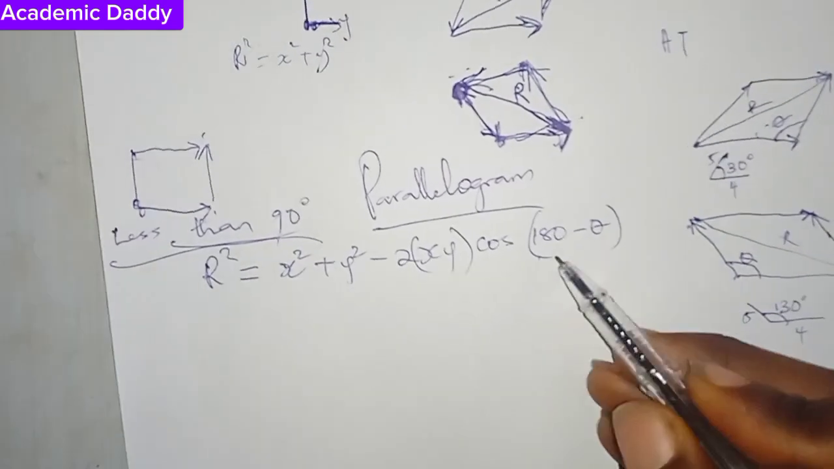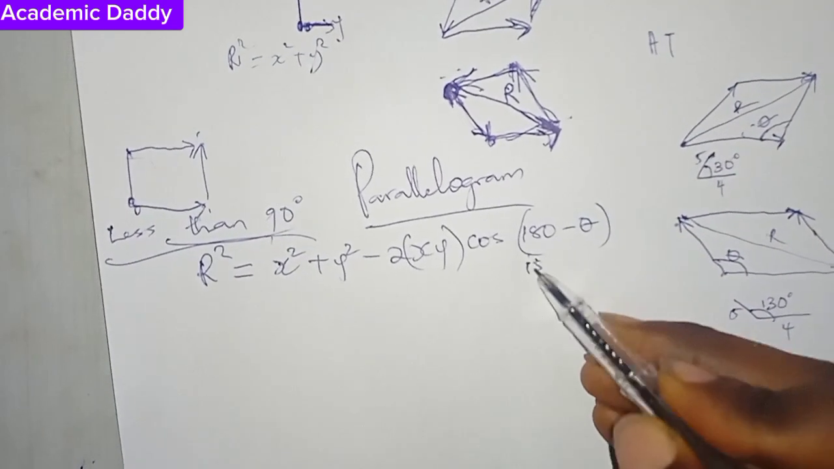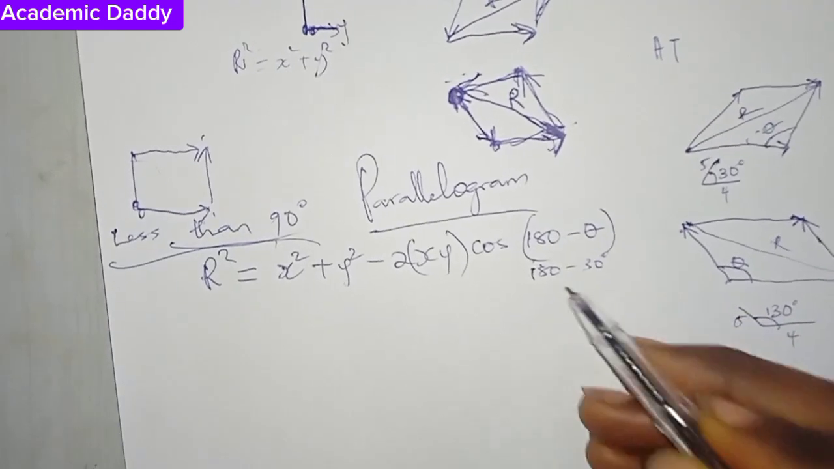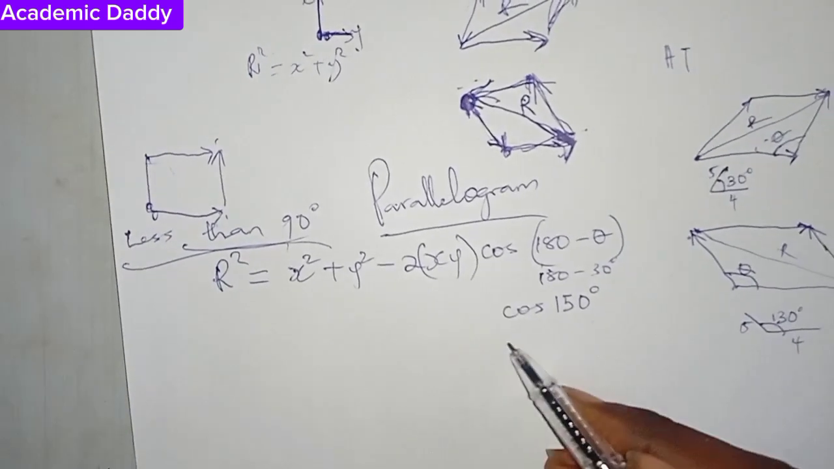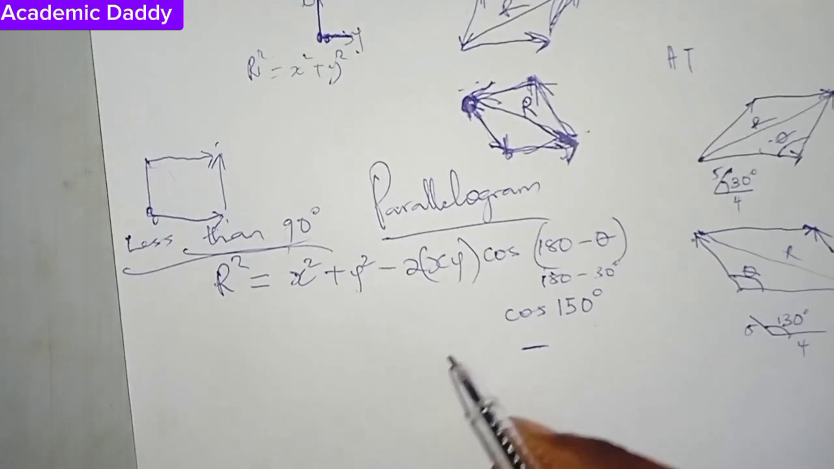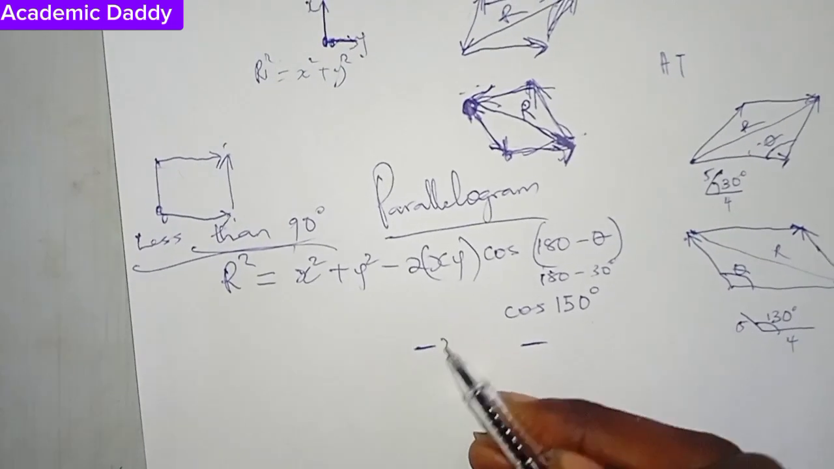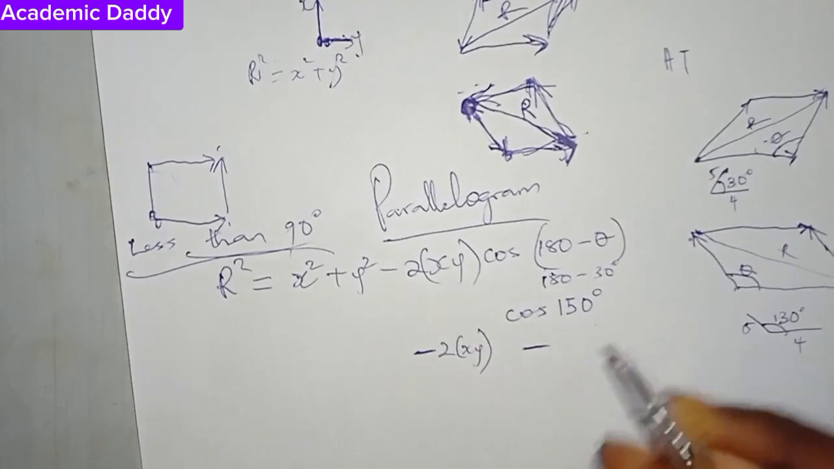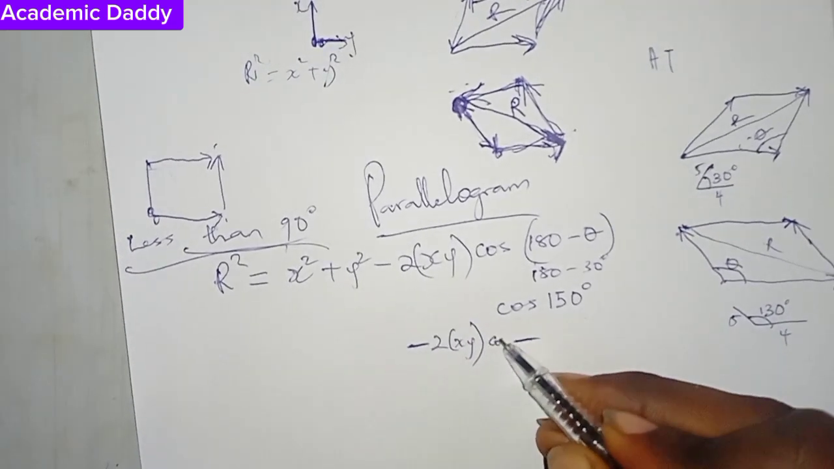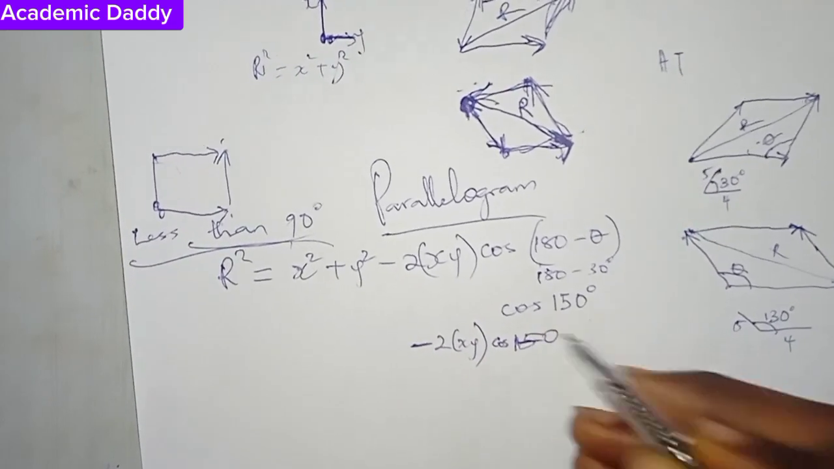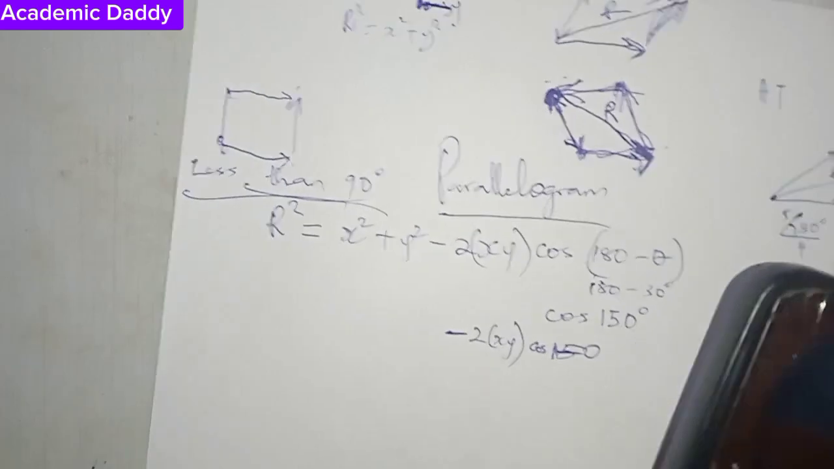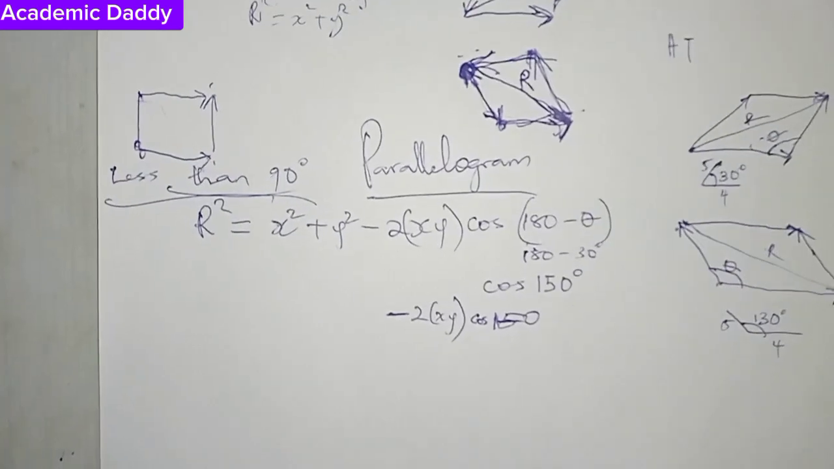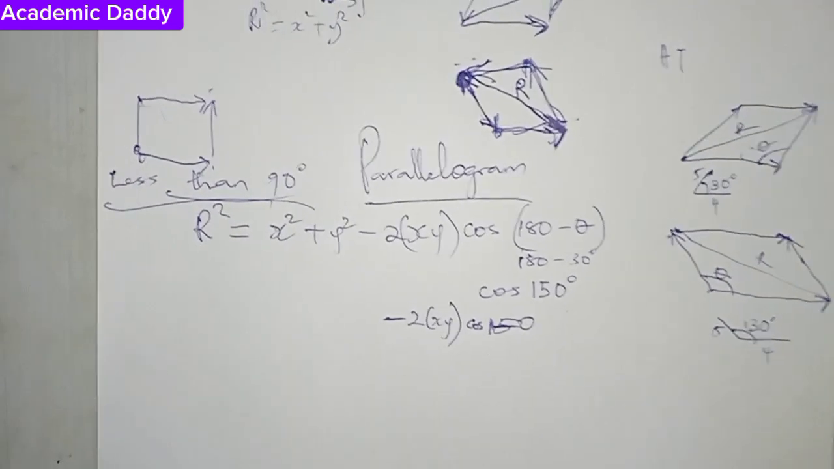The reason being that by the time you do 180 minus 30 degrees, you're left with 150 degrees. And cos 150 degrees will give you a negative value. And by the time you multiply that negative value with 2XY, let's do it, cos 150. Let's just point it and see. Remember that when doing this, we actually derive the parallelogram law using the cosine rule.